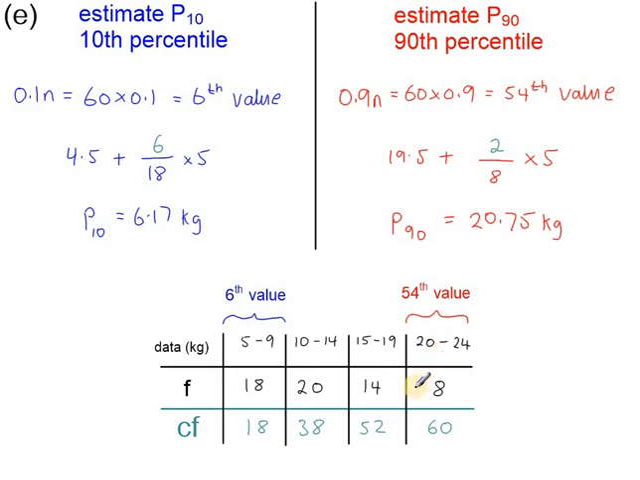Well, if we look at the previous class and its cumulative frequency value, it's 52. So we've reached 52 values right at the end of that class. To get to the 54th value, we need 2 more. That's where that 2 comes from. And that gives us 20.75 kilograms, again just to verify it is in this class.